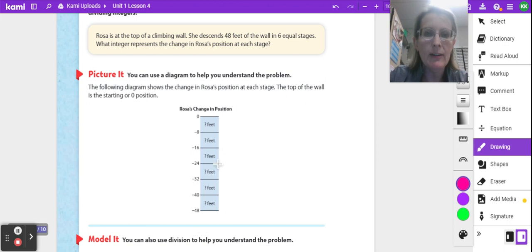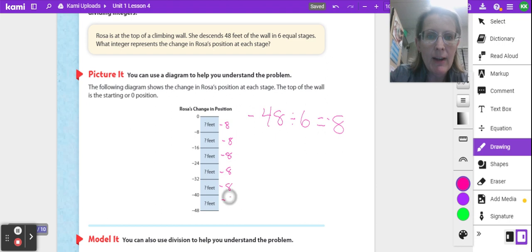And if we cut it into 6 stages, then we knew that we actually did 48 divided by 6, which is going to be 8. So each descent would be going down, so that would actually be negative 48 divided by 6 to get a negative 8. So we went down negative 8 every time, because 0 plus negative 8 is negative 8. Negative 8 plus another negative 8 is negative 16. Negative 16 plus, and so on and so on. So if we continue adding negative 8, we're going to end up at negative 48.